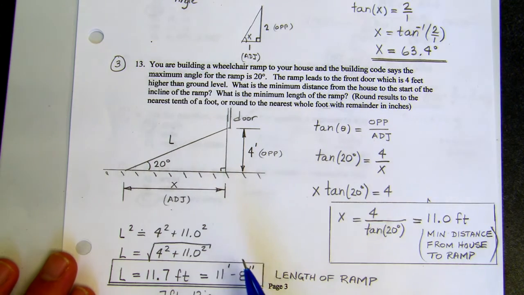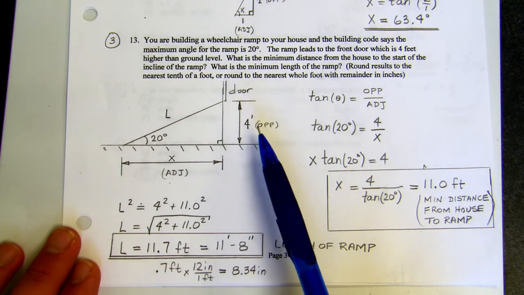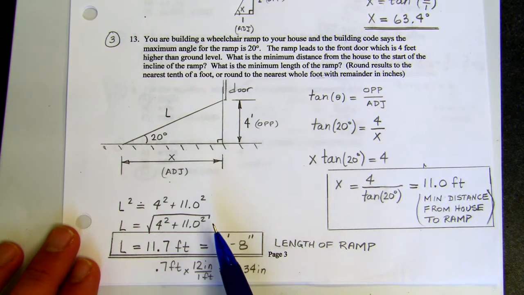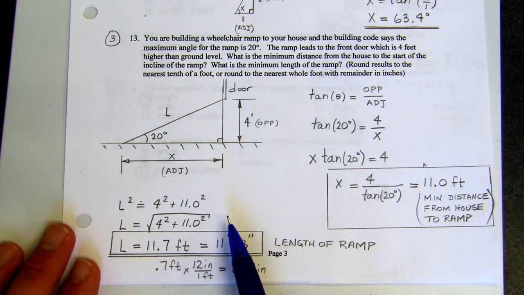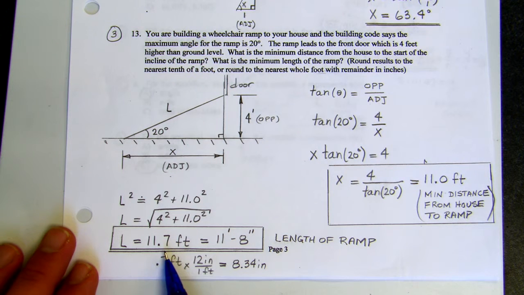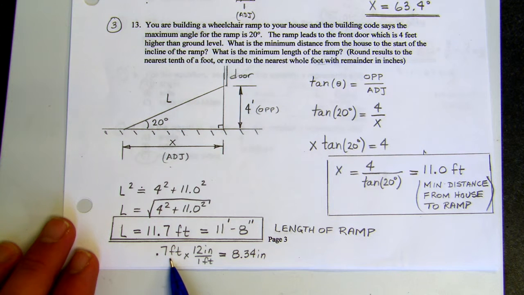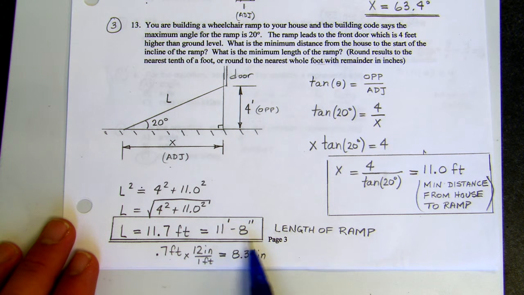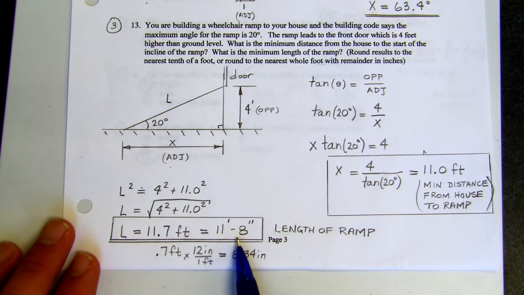And then to find the length of the ramp, some of you used right triangle trig and did sine, opposite over hypotenuse. I went ahead and used the Pythagorean theorem, which we can do because it's a right triangle. And most of you rounded your answers to the nearest tenth, 11.7 feet. But if you're building a ramp, you usually don't do tenths of a foot, right? So you take that decimal remainder on the feet and change it into inches. So this would actually be 11 feet 8 inches, rounding to the nearest inch.